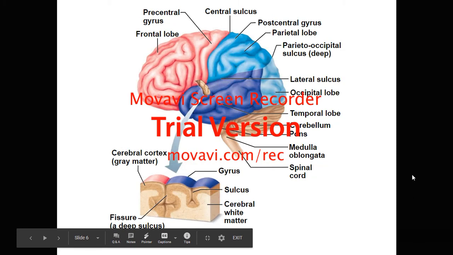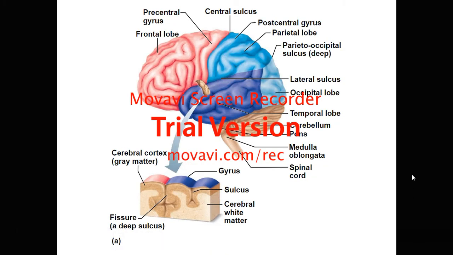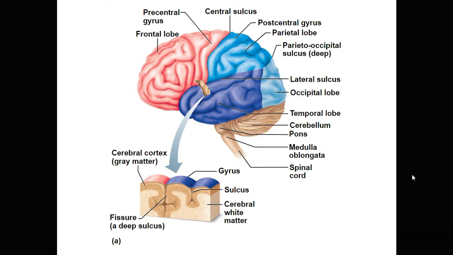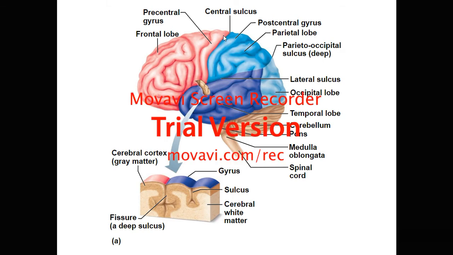You can see from this figure how you have certain sulci. So again, their name pretty much tells you their location, right? So the central sulcus, you see it's in the central part of the superior part of the cerebral cortex, and it separates the frontal lobe from the parietal lobe.